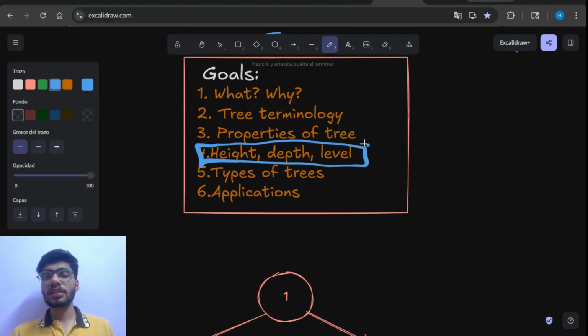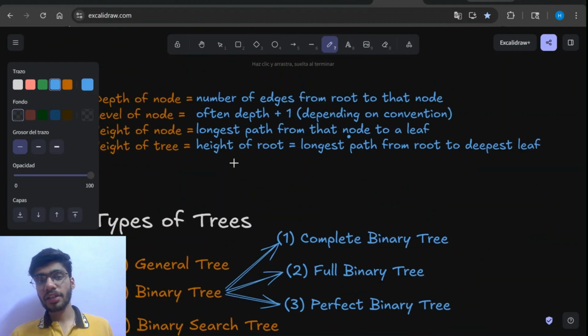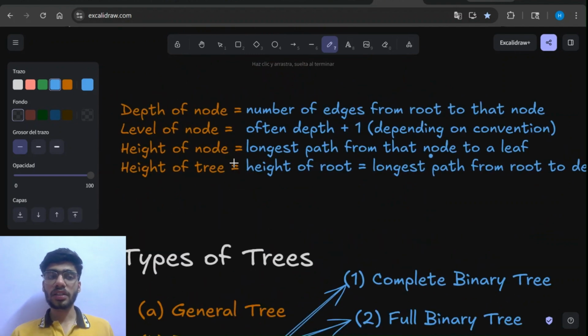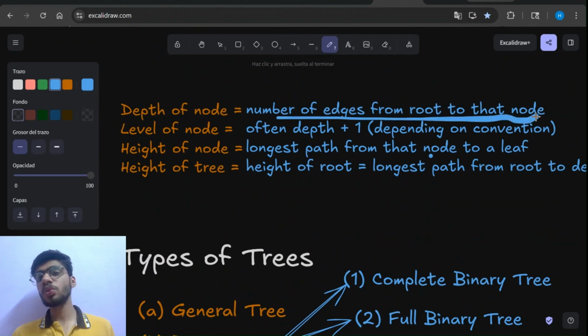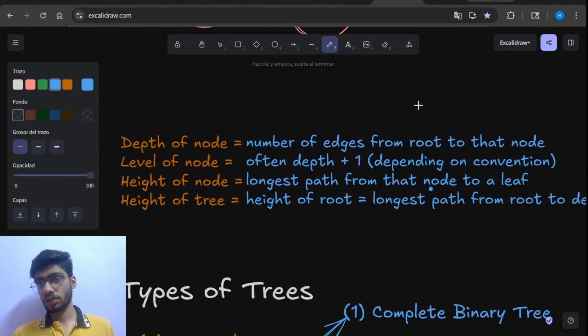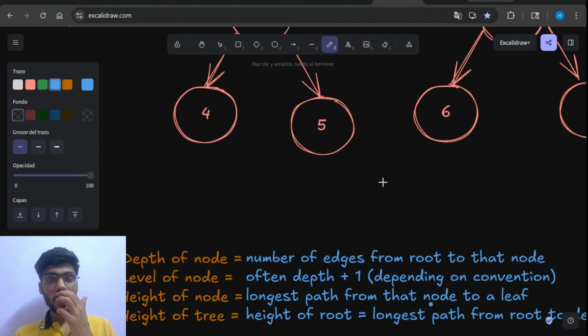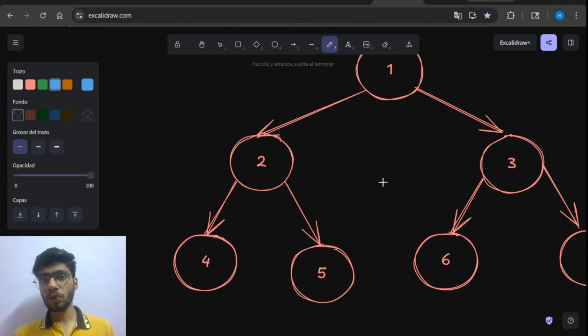Now let's understand height, depth and level of a tree and node. So the depth of a node is the number of edges from the root to that node. So it is the number of edges from root to that node.